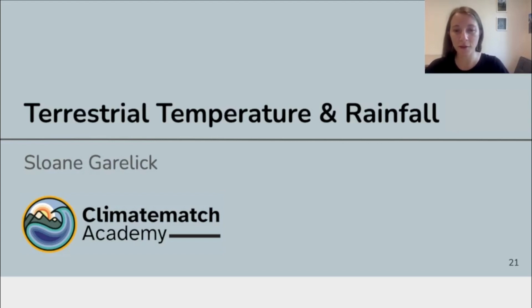In the past two tutorials, we looked at processes in the ocean and the atmosphere that affect Earth's large-scale climate. In this tutorial, we'll focus on terrestrial processes that influence temperature and rainfall.